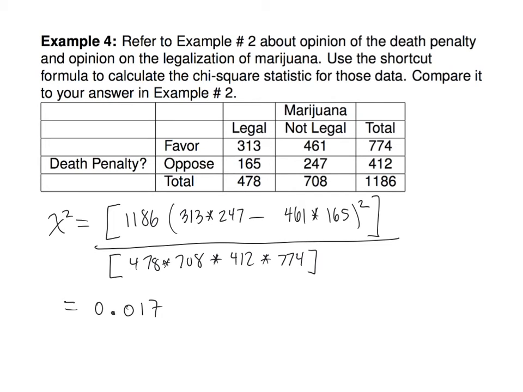But it's faster because there's no need to find expected values, okay? And it only works for 2x2s. So I apologize, it doesn't work for more than that, but that's all I've got. So use this for any of your 2x2s to find your chi-squared.